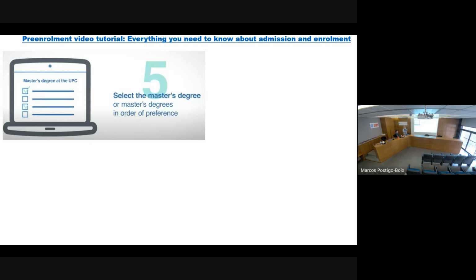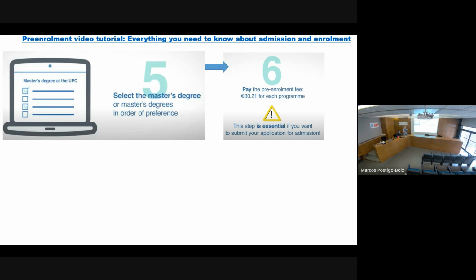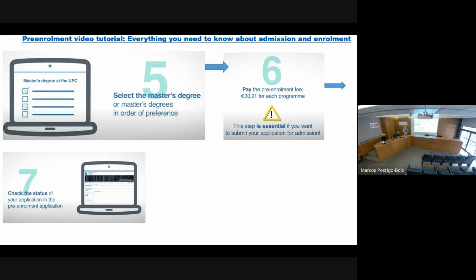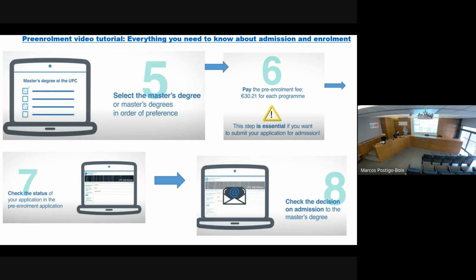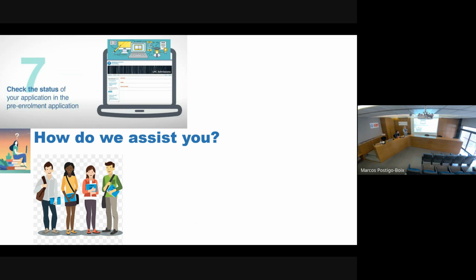So imagine you have uploaded all the correct documents. What we will do then is you will have to select the master degree you want to apply for. And if you want to apply to two of them because you are not sure, you should know that for each master degree you ask admission for, the pre-enrollment fee is 30 euros, okay? So once you have specified which master degree you ask admission for, you will have the possibility to check the status of your application, okay, all the time.